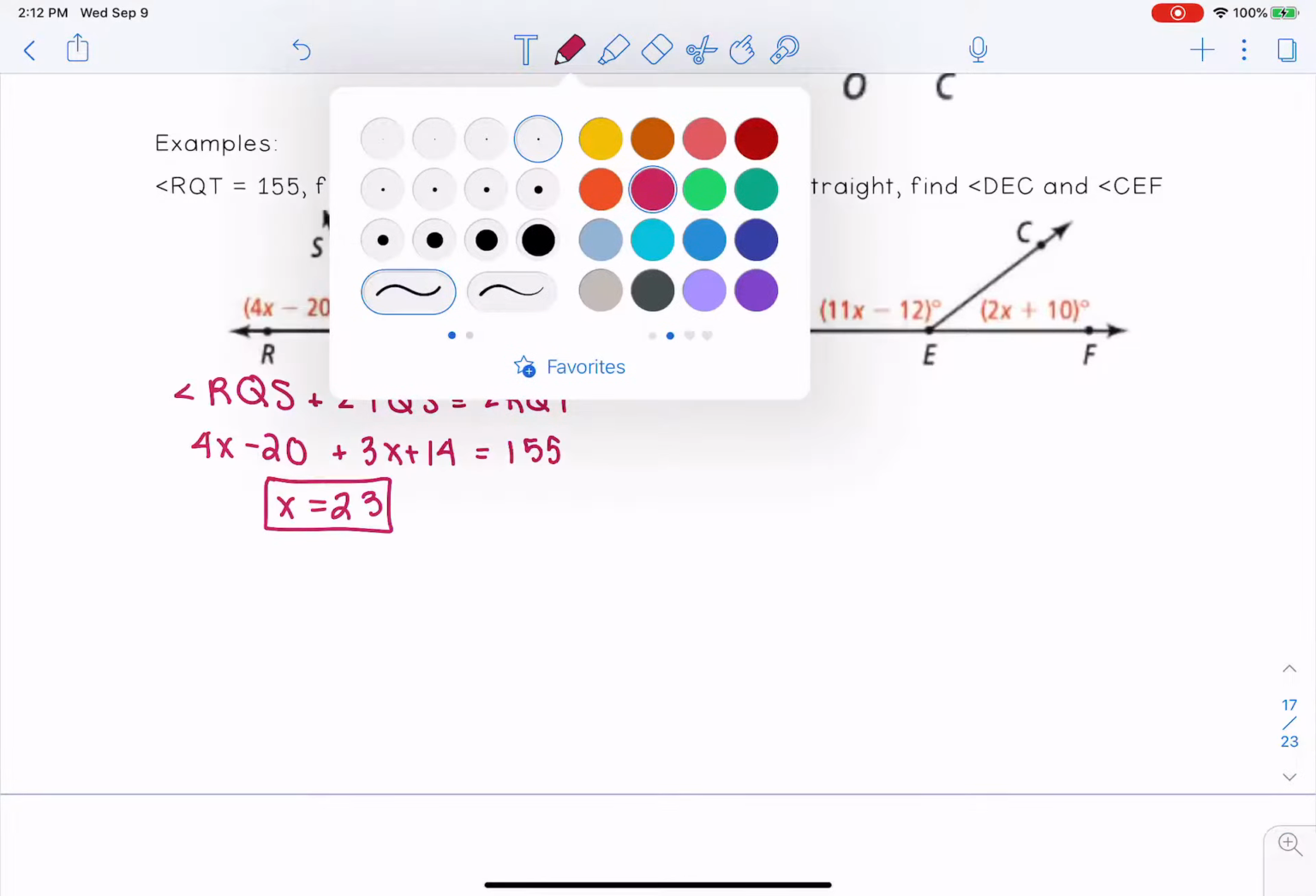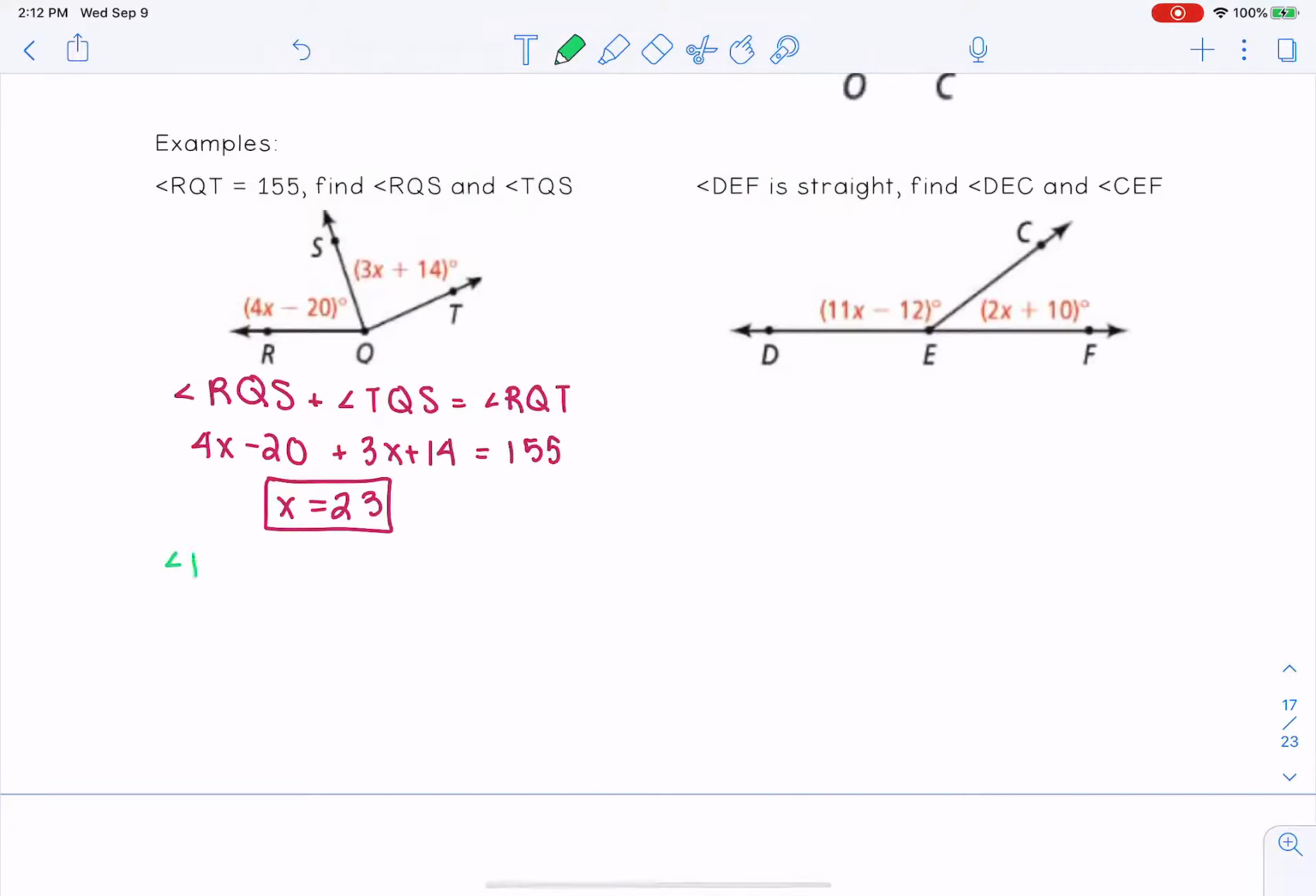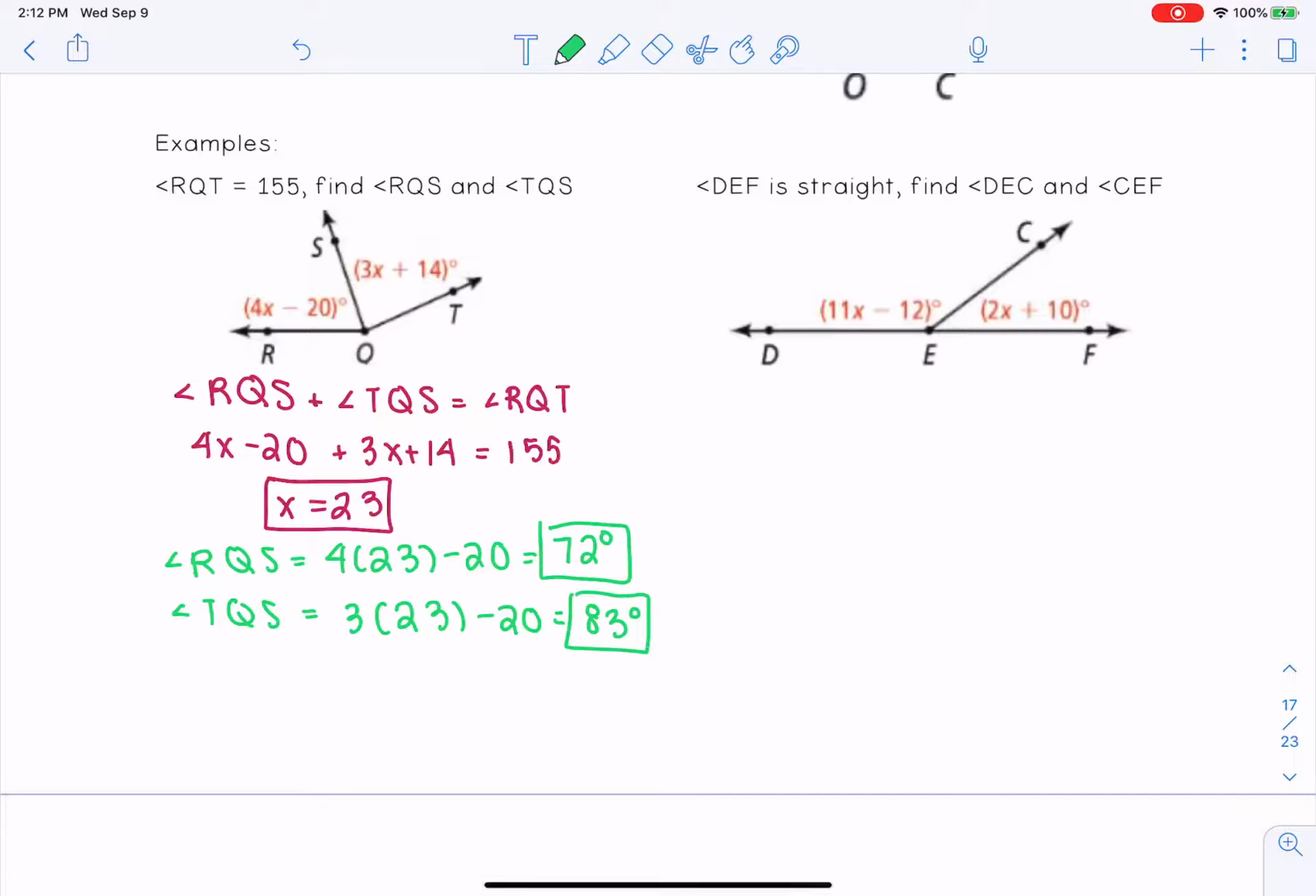So now you're going to plug in and solve. So angle RQS is 4 times 23 minus 20, which is 72 degrees. And angle TQS is 3 times 23 plus 14, which is 83. And you can check this in a few ways. You can check by plugging back in, making sure everything works, or you can check that 72 plus 83 gives you the full big angle of 155, which it does.